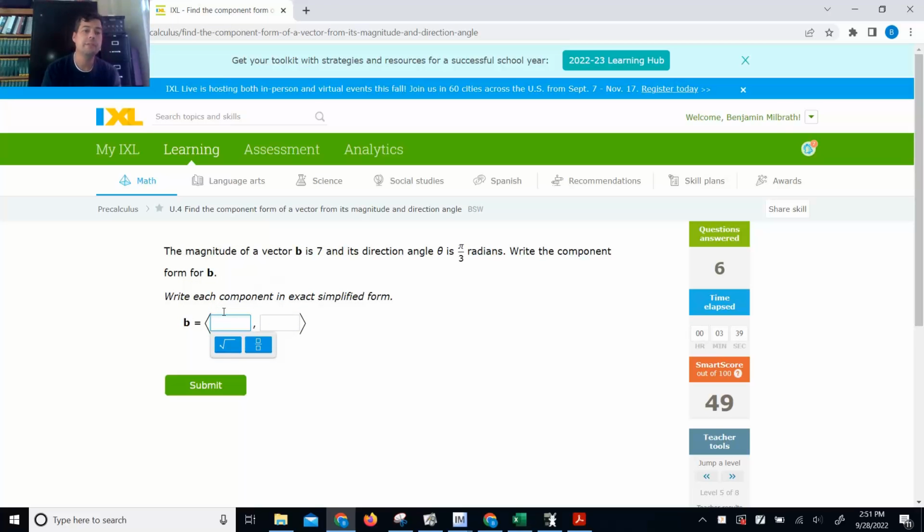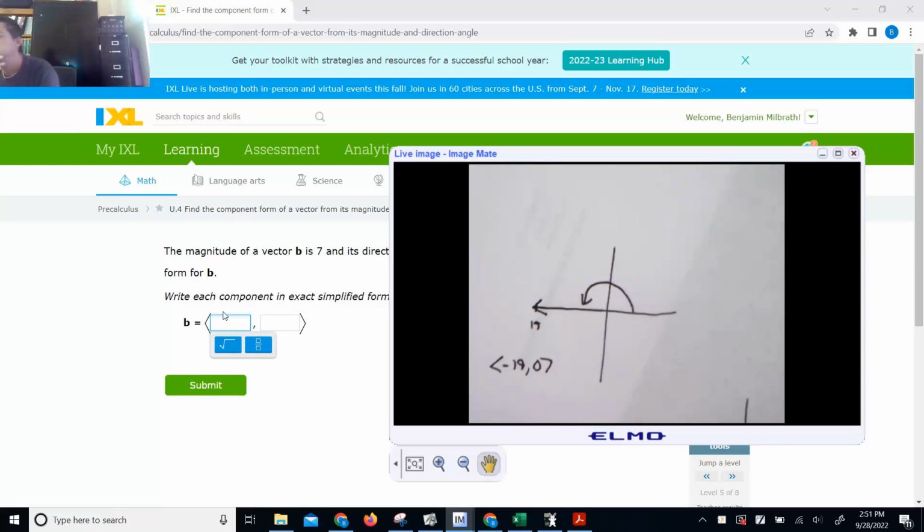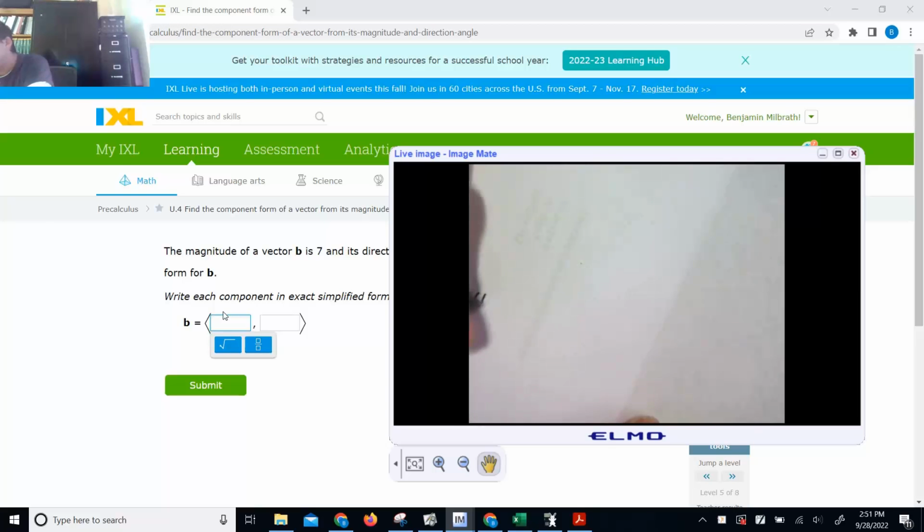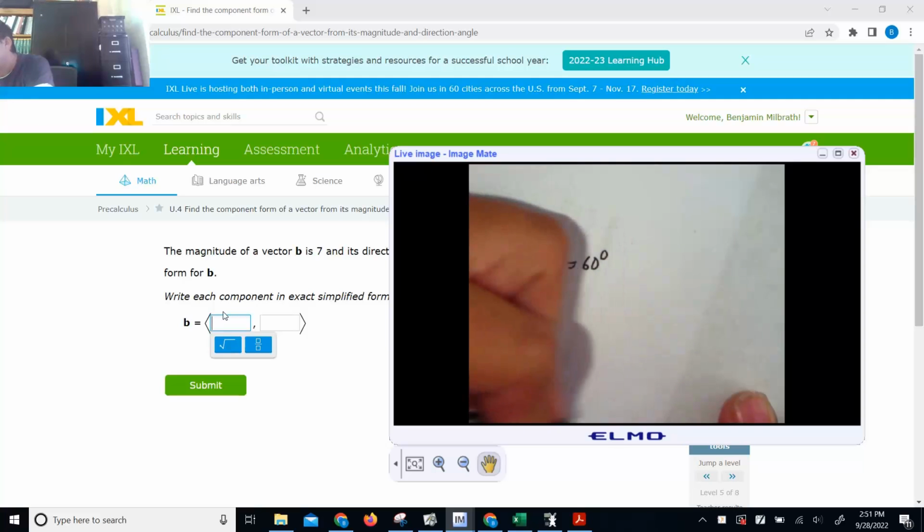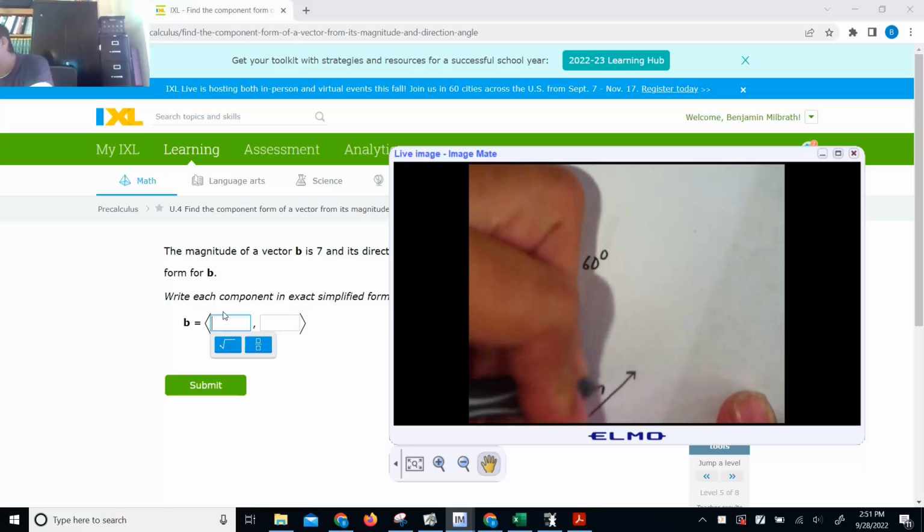Finally, something interesting. The magnitude of vector b is 7 and the direction angle is pi over 3 radians. Write the component form for b. So this is actually a good teaching problem as to where the actual formula comes from. So I'm glad this one came into place because I can show you the formula here too. All right, so first off, pi over 3 is 60 degrees. I sincerely hope you remember that. Pi over 3 is 60 degrees. They're talking about magnitude. This thing runs out 7 units, all right?